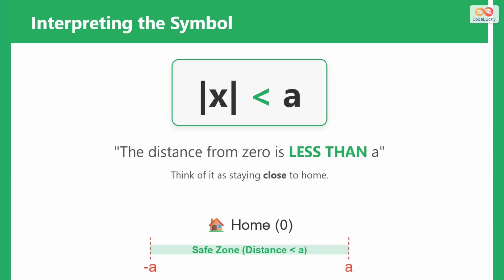Now, let's look at our inequality symbol, less than. When we say the absolute value of x is less than a, we are literally saying the distance from 0 is less than a. You can think of this as a safe zone close to home. You cannot go further than a units away in either direction.